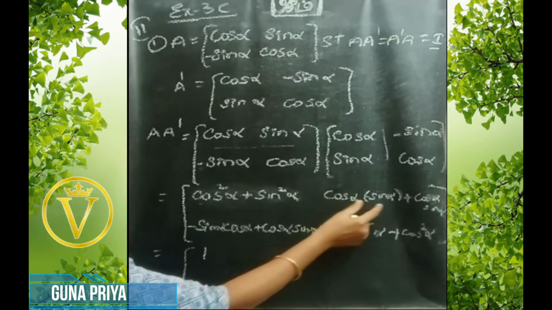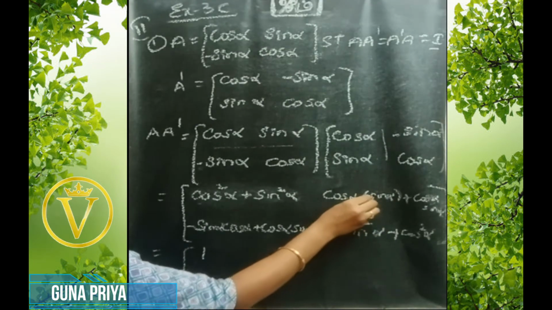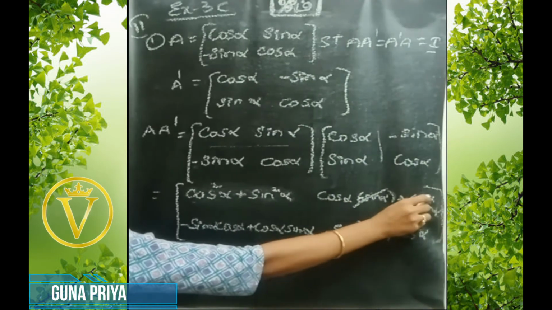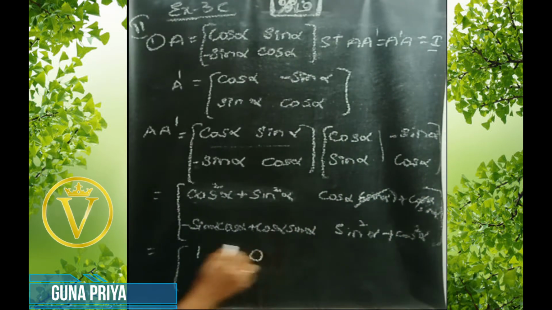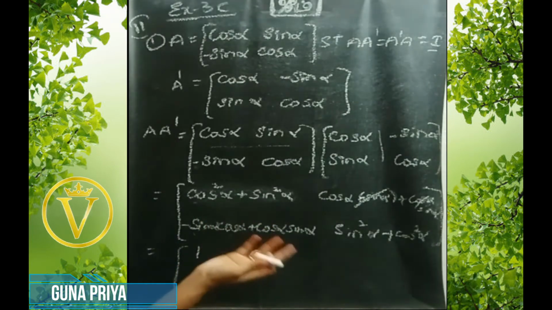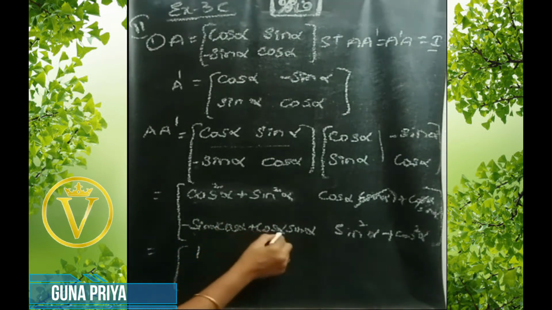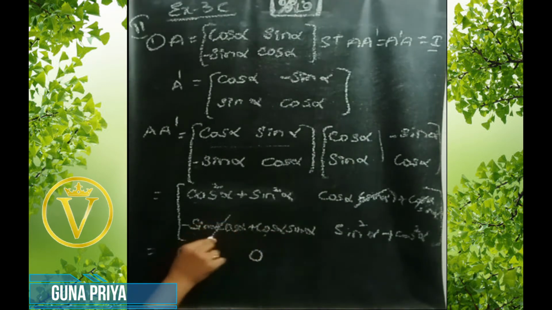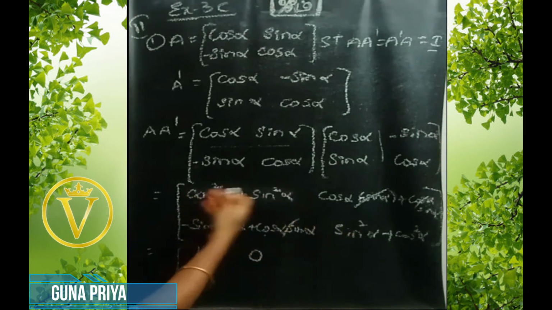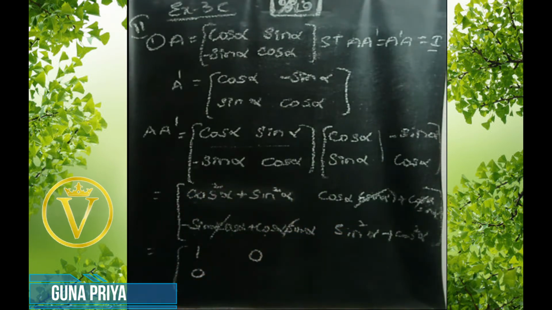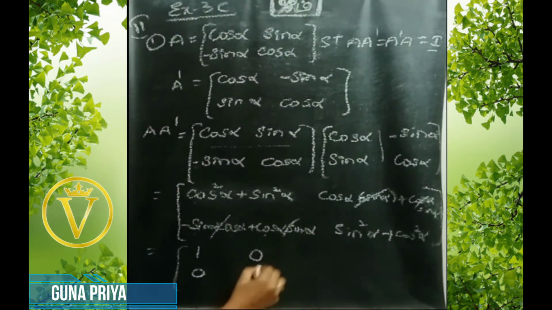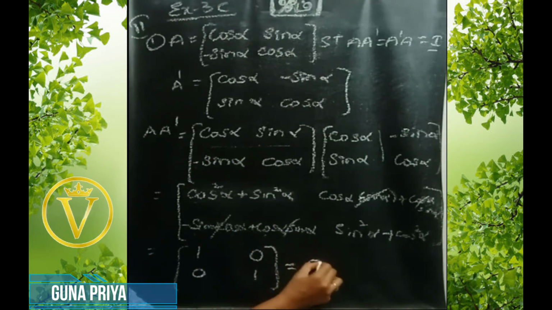See here cos alpha sin alpha, here minus will be there. So minus cos alpha sin alpha will get cancelled, which gives 0. Here also minus sin alpha cos alpha, either AB or BA is the same only, so plus cos alpha sin alpha will get cancelled. Sin square alpha plus cos square alpha is also 1. So which is I.